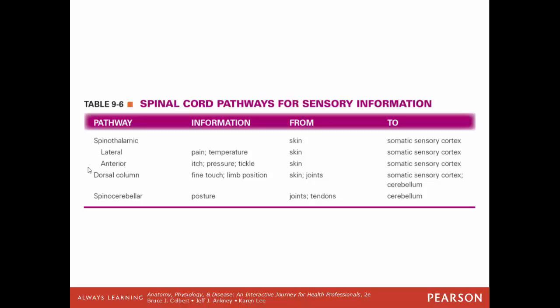Spinal thalamic, both lateral and anterior, the dorsal column, and the spinal cerebellar. What information they receive, from what part of the body, and where the information goes to, either the somatic sensory cortex or the cerebellum.